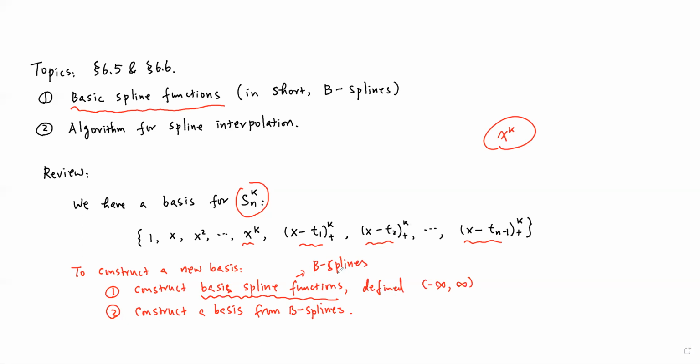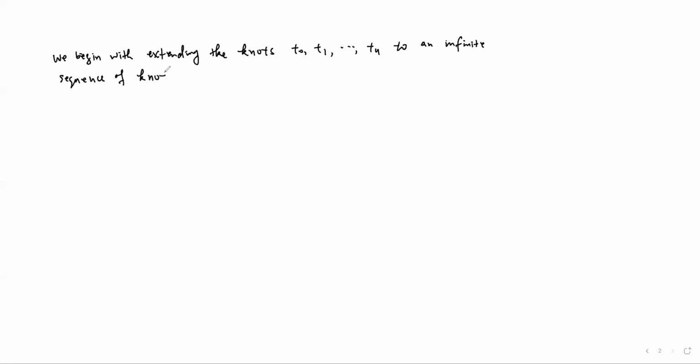Now I define B-splines. We begin with extending the knots T0, T1, ..., Tn to an infinite sequence of knots. And based on this infinite sequence of knots, we build B-splines.